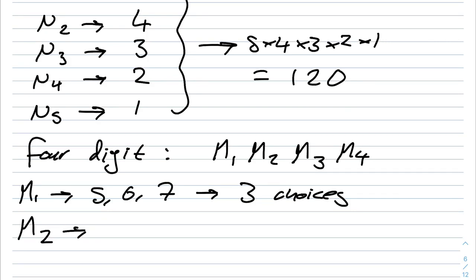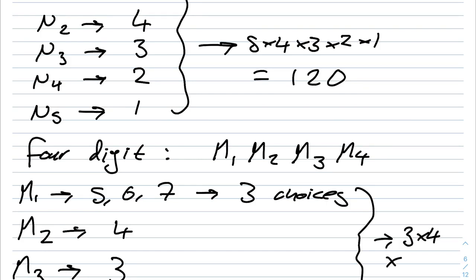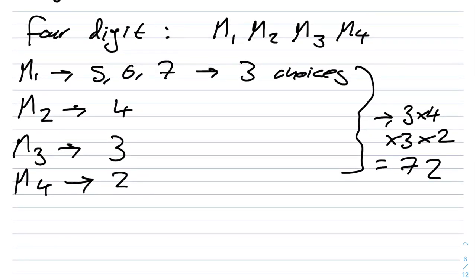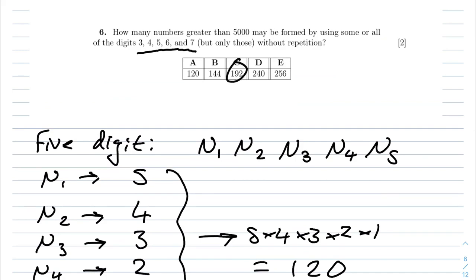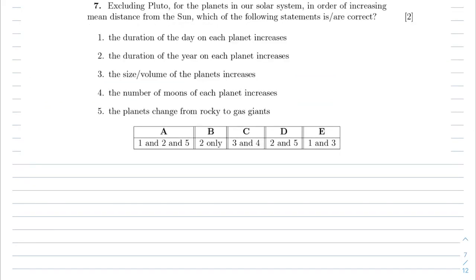But as we've already used up 1 in choosing M1, we are now down to 4 choices, just as we were for n2 above. And then the same sort of thing follows. So M3, we have 3 choices, and M4, we have 2 choices. And now the total number of choices from this will be 3 times 4 times 3 times 2, which is 72. So the total number of choices from the 4-digit number and the 5-digit number is 120 plus 72, which is 192, which gives us answer C.